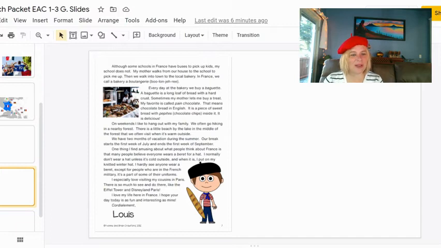On weekends, I like to hang out with my family. We often go hiking in a nearby forest. There's a little beach by the lake in the middle of the forest that we often visit when it's warm outside. We have 2 months of vacation during the summer. Our break starts the first week of July and ends the first week of September.